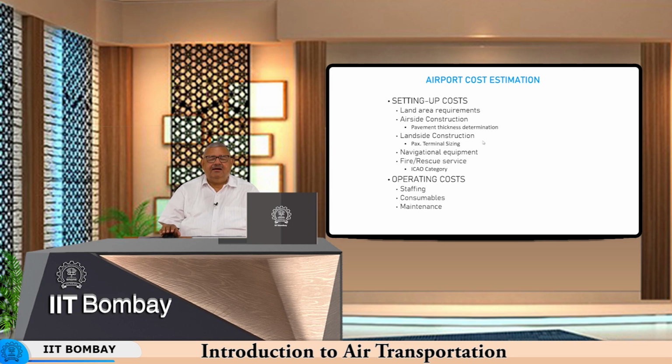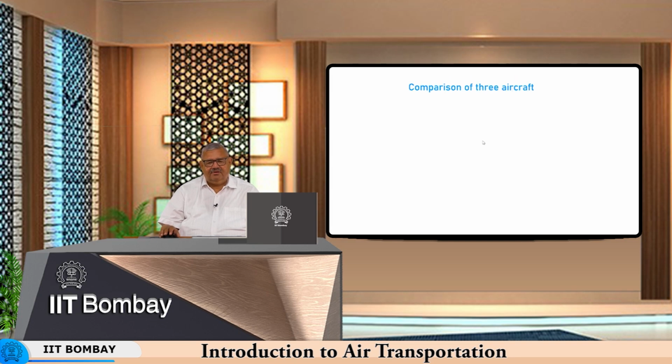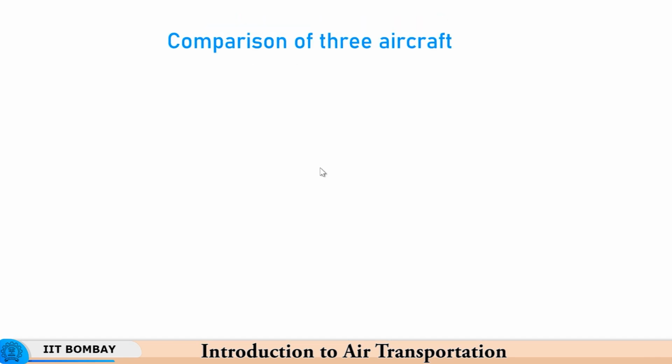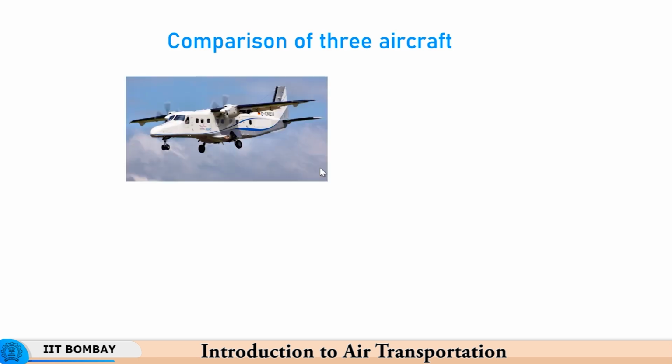So, let us have a look at a case study in which we compare 3 aircraft and actually calculate the airport related costs of the 3 aircraft. One of them is the Dornier 228-200, the other is the Saab 340B, which is a medium capacity 35-36 passenger twin turboprop aircraft, and this is the ATR 72-500. So, we will calculate for these 3.